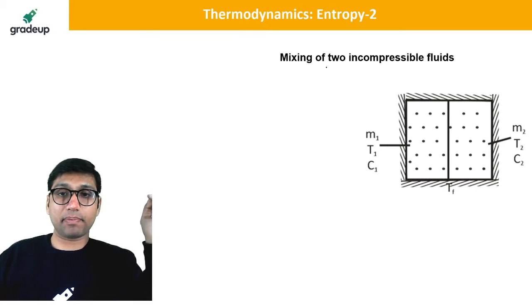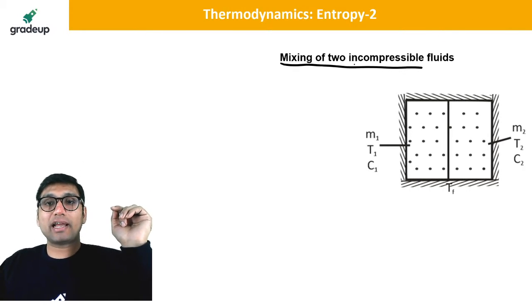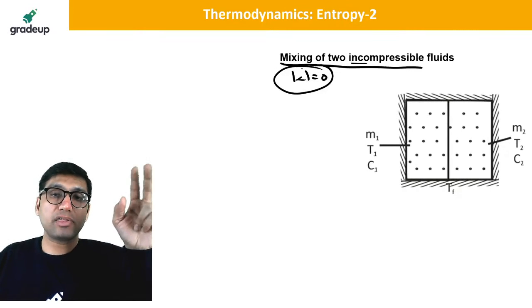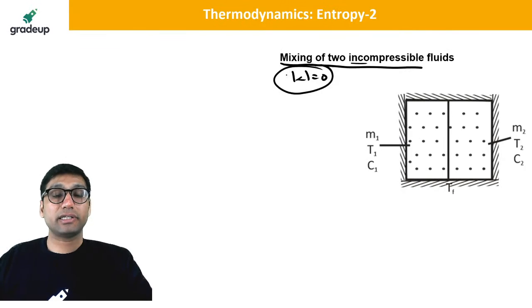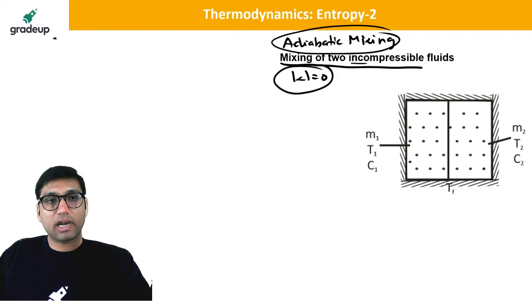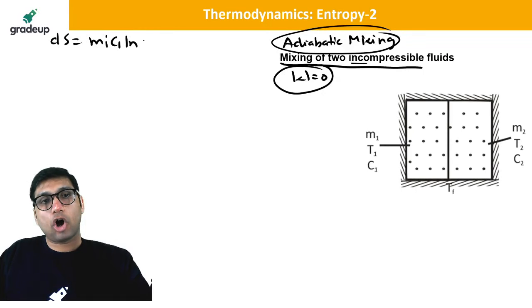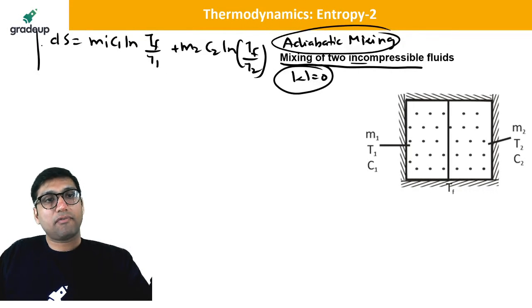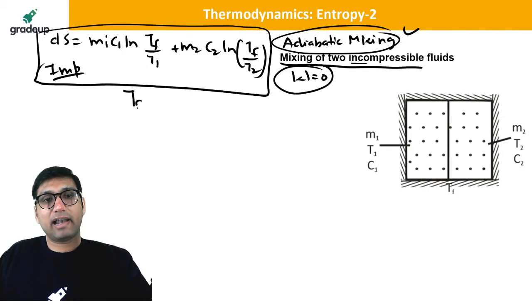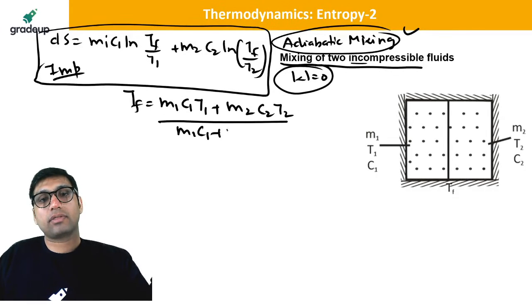Now my dear students, there is a very special case of mixing of two incompressible fluids. In this case we will be having two cases. One is when work transfer is zero, that is adiabatic mixing of two incompressible fluids with work transfer zero. In this situation, the total entropy change will be equal to m1c1 log of T final by T1 plus m2c2 log of T final by T2. This is a very important formula. And the final temperature will be equal to m1c1 T1 plus m2c2 T2 divided by m1c1 plus m2c2.